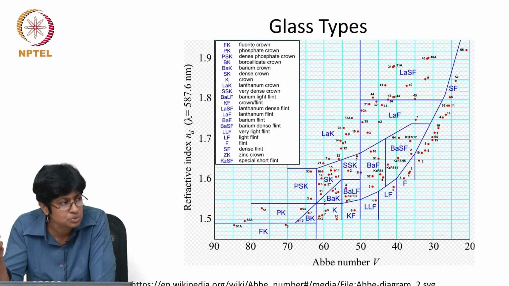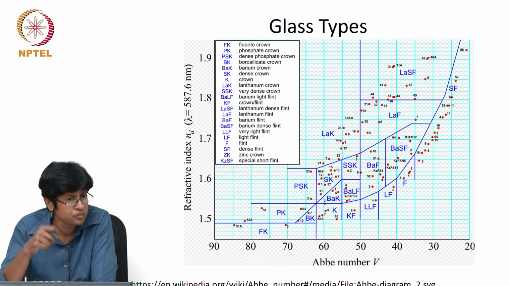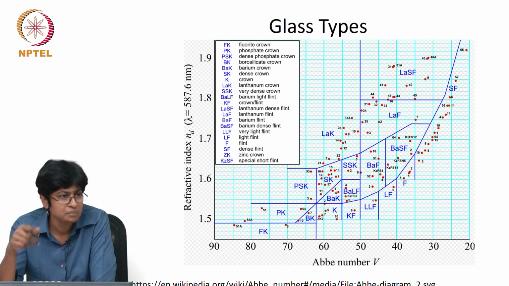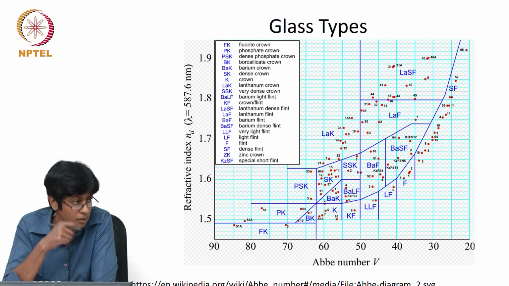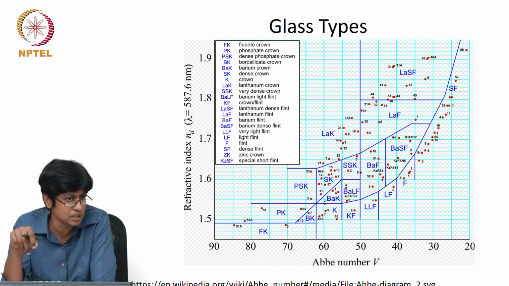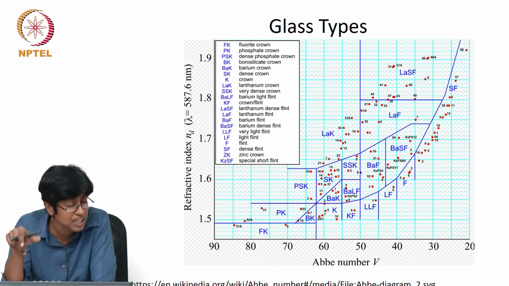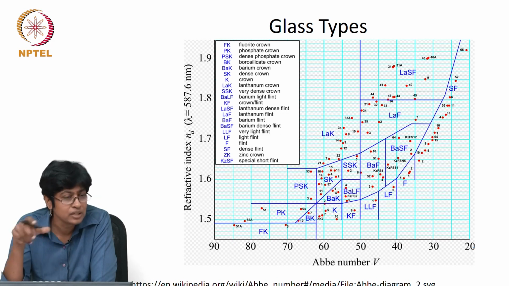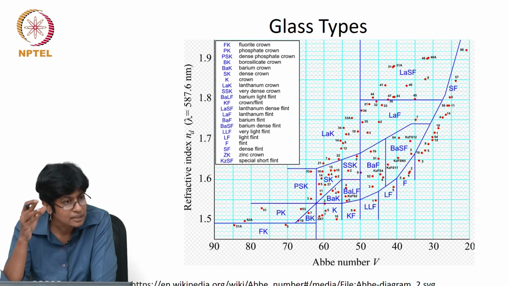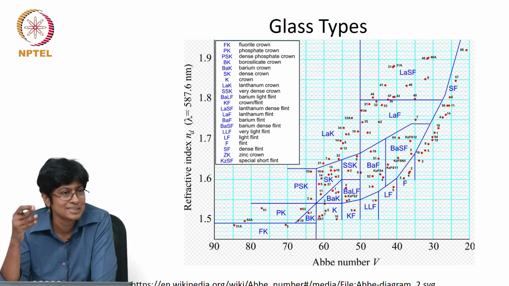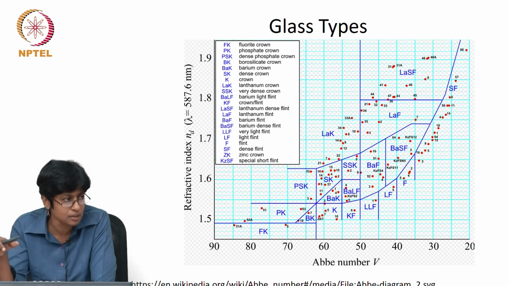So you may choose one glass over another because of its physical properties. You may choose one glass over another because of its chemical properties. Where is it being used? What temperature is it going to see? You don't want it to change shape or refractive index when it is in a higher temperature environment. So you will look at its physical properties, its chemical properties, its optical properties.